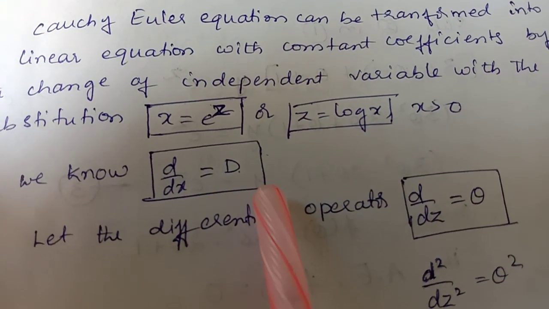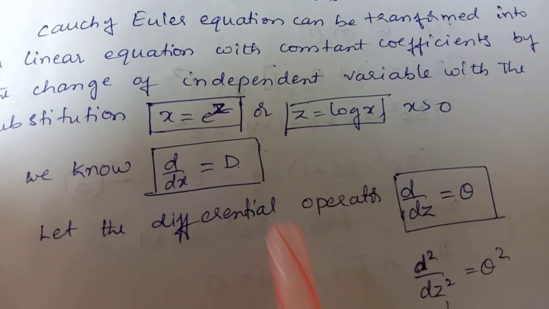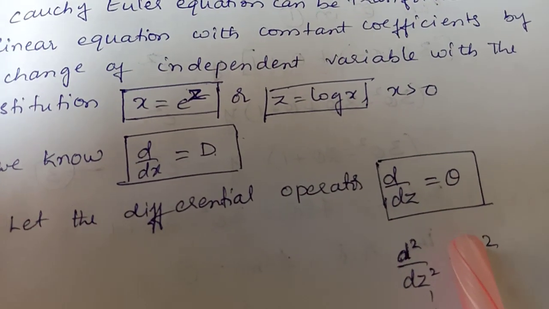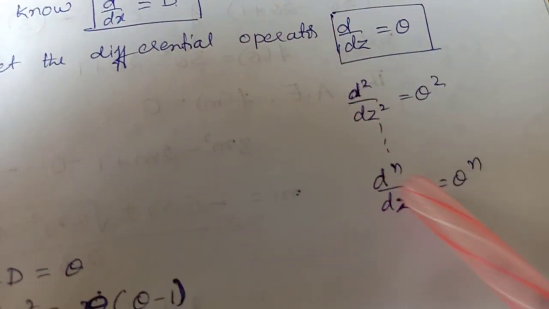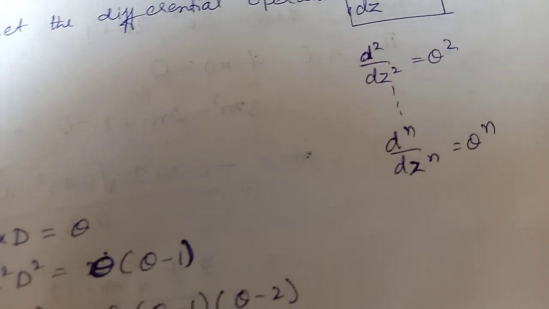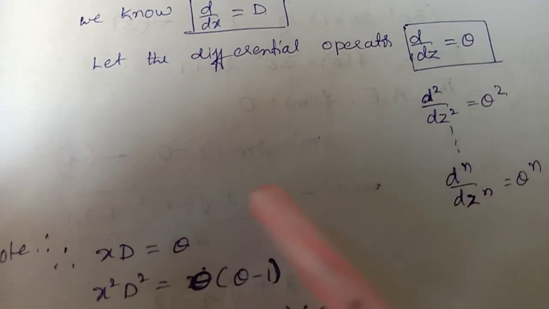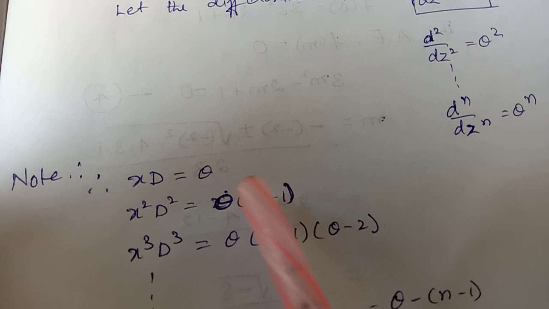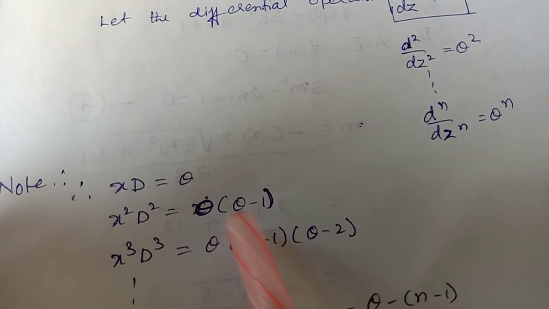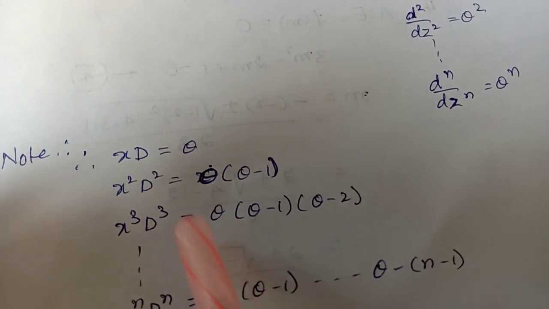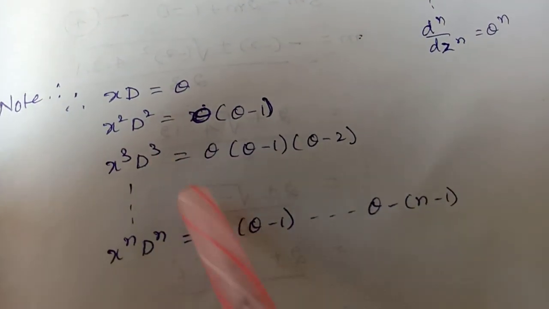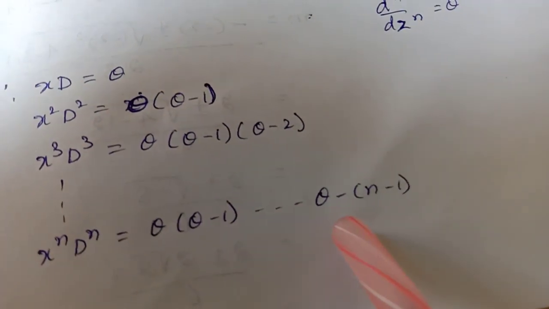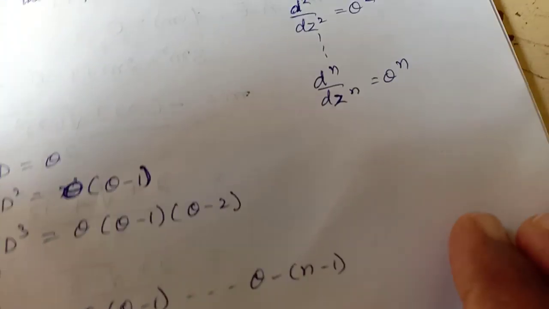We know that d/dx can be written as D. Here the differential operator we will take is d/dz = theta. Similarly, d^2/dz^2 = theta^2, and so on, d^n/dz^n = theta^n. So in summary, xD can be written as theta, x^2 D^2 as theta(theta-1), x^3 D^3 as theta(theta-1)(theta-2), and so on, x^n D^n as theta(theta-1)...(theta-n+1). Now we will see one example problem based on this.